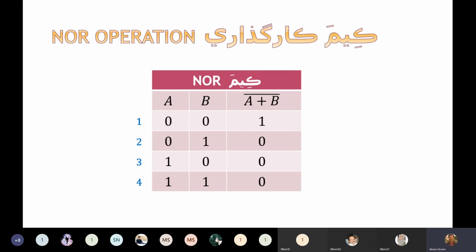So you can make the truth table first with column A, then column B, then column A or B, and the 4th column A nor B, for example. So in A or B, it will be 0, 1, 1, 1, but in A nor B, it is 1, 0, 0, 0. So A nor B will be the opposite of A or B, the complement of A or B.